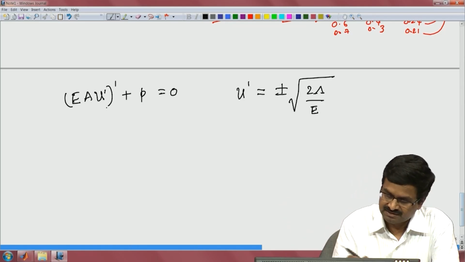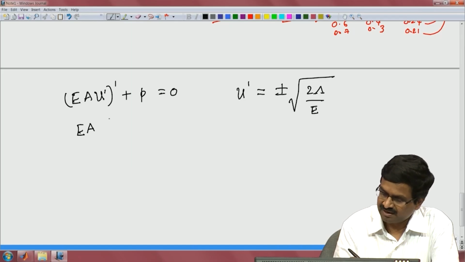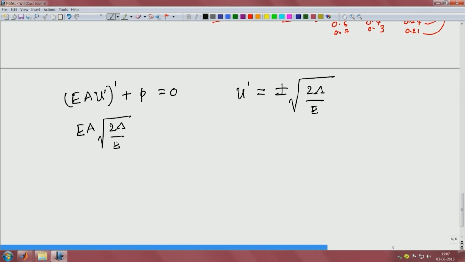For now, let us take positive sign. So, I can put E A u prime, I will take positive sign. So, I will put E A times square root of 2 lambda by E, and prime, plus p equal to 0. So, what I get, this E in the square root over here, that goes. So, what I get is square root of 2 lambda E into A prime, because that is all constant, E is constant, lambda is constant, 2 is constant. This prime applies only to A, plus p equal to 0.